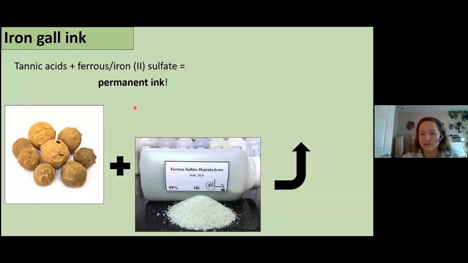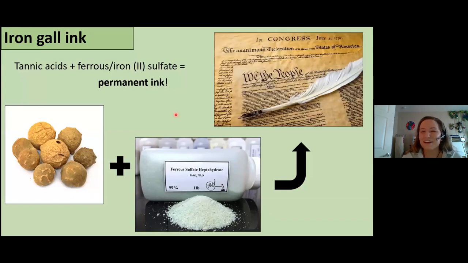This meant that it was perfect for important documents, for writing down laws, for writing down history books, and even for writing down our Constitution and Declaration of Independence. That's right, everybody. Our Declaration of Independence and Constitution are both written in iron gall ink. So you can thank galls for helping us to make this wonderful permanent ink. It doesn't fade, it doesn't smudge, you can't wash it out with water, it's there to stay. And so it's absolutely perfect for important documents like this.